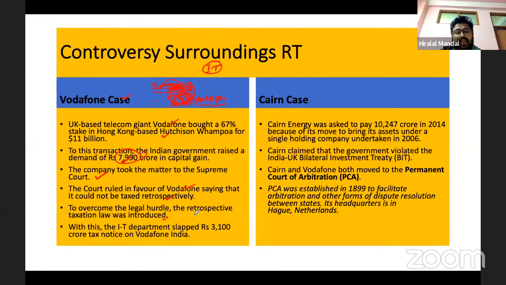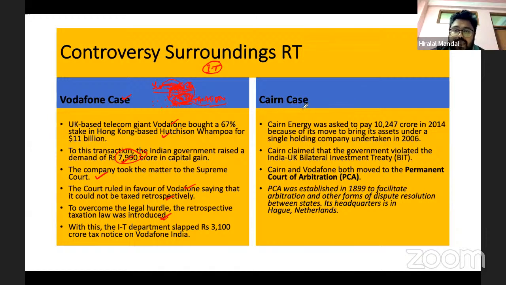Now, when the country realized that it was giving a bad name to the country, this is the thing that has been done away with. And recently, the government of India introduced the bill which ends this retrospective taxation act.